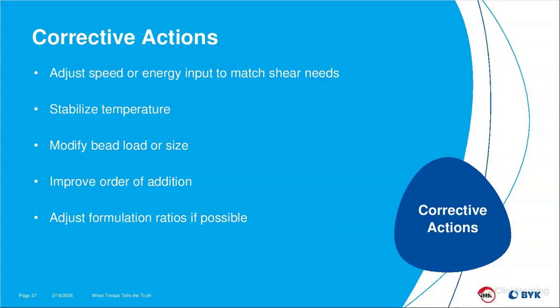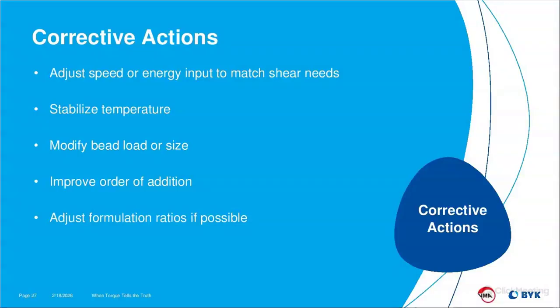So, corrective actions. We can always adjust the energy input to match the shear needs, right? We're watching how the graph, the real-time display, is performing, and if we don't have the capability of constant speed or constant torque or energy, we can adjust that as necessary. This will help to stabilize our temperatures, which will aid in the flow characteristics.